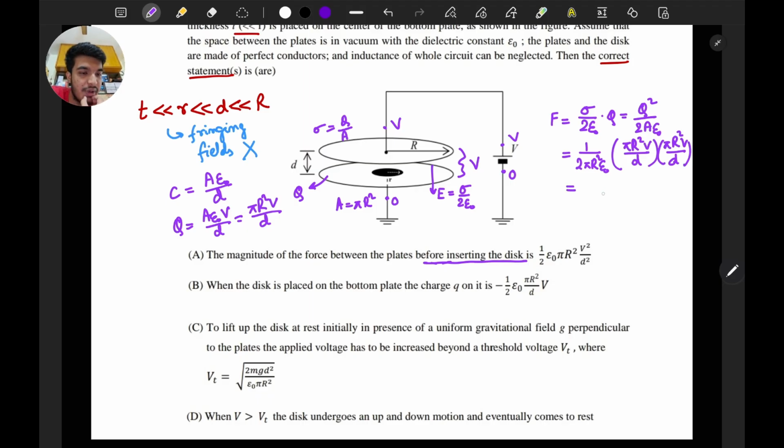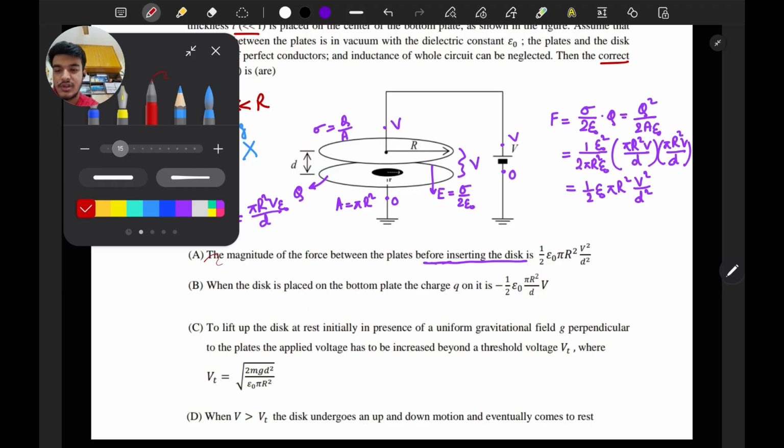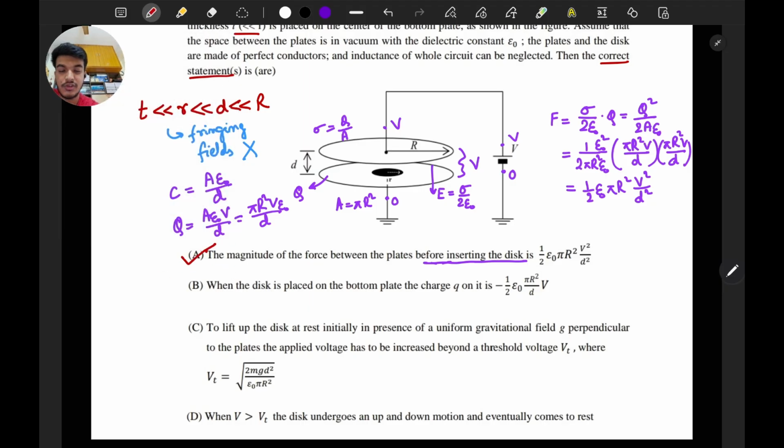So if I calculate this, just a minute, okay, sorry, there is an epsilon naught here as well, so there would be epsilon naught square also here, and so my answer would be half epsilon naught pi capital R square V square by d square. So this is correct. This first option is correct. My expressions are matching, so the first option is correct.